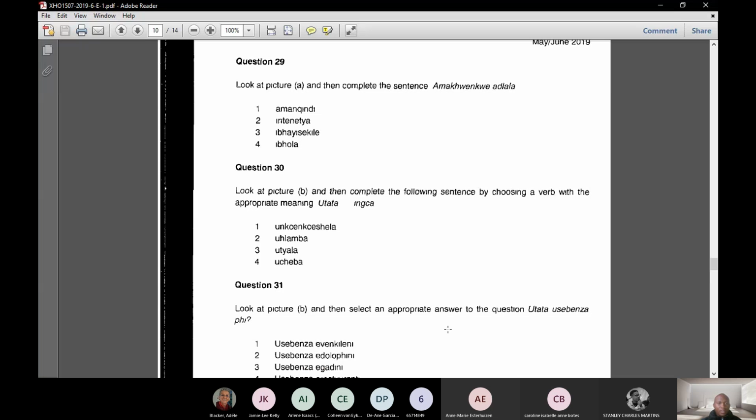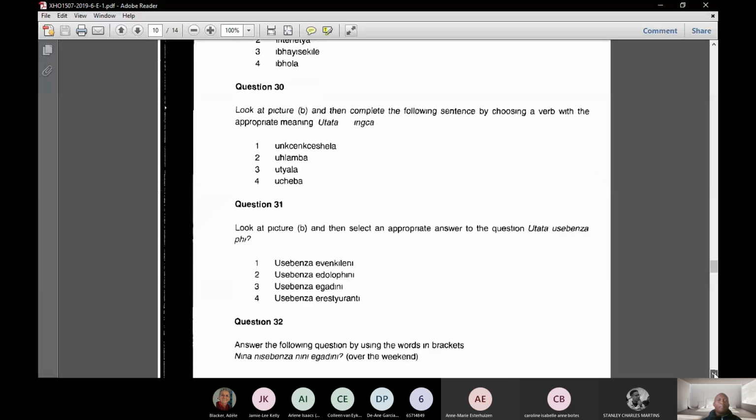Number 29. Look at picture A and then complete the sentence. Amakhwenkwe adlala dash, the boys are playing dash. Number 1, amanqindi. Number 2, intenetya. Number 3, ibhayisekile. Number 4, ibhola. Number 4, ibhola. Yes, I agree. That's correct. Number 4 is correct.